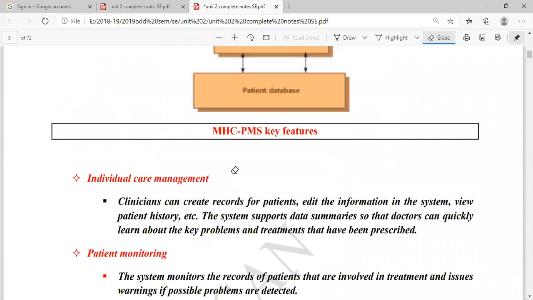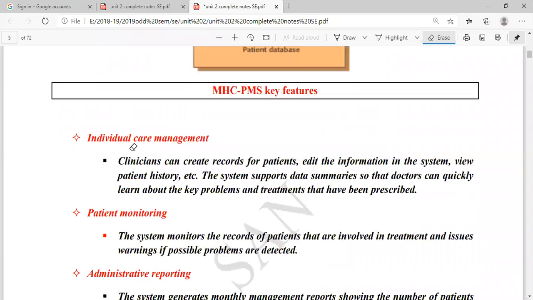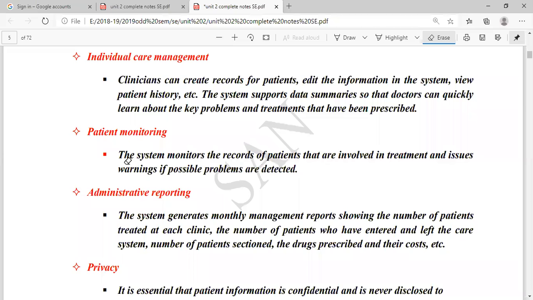So these are the basic key features. Individual care management. Now, these are nothing but the different modules of the software. Key features are nothing but the different modules.